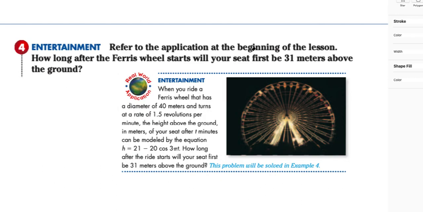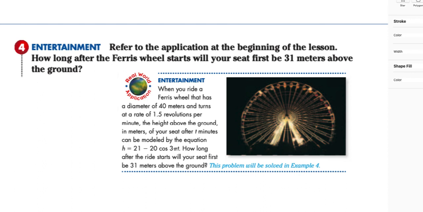Example 4 comes from the beginning of the chapter. When you ride a Ferris wheel that has a diameter of 40 meters and turns at a rate of 1.5 revolutions per minute, the height above the ground in meters of your seat after t minutes can be modeled by the equation h is equal to 21 minus 20 cosine 3 pi times t. How long after the ride starts will your seat first be 31 meters above the ground?